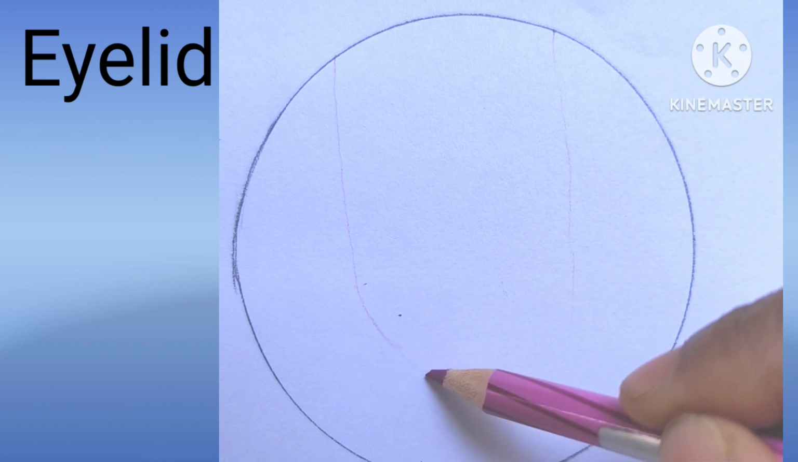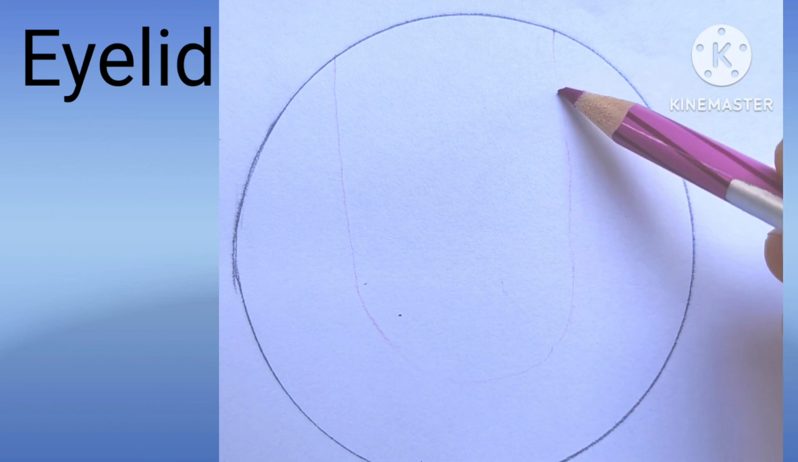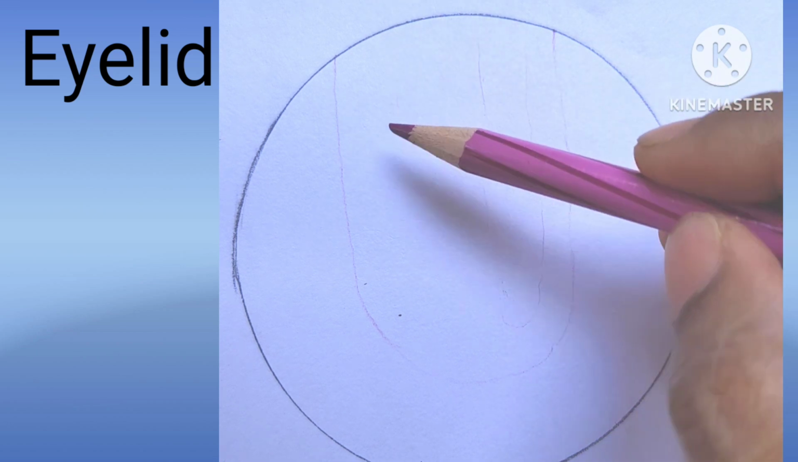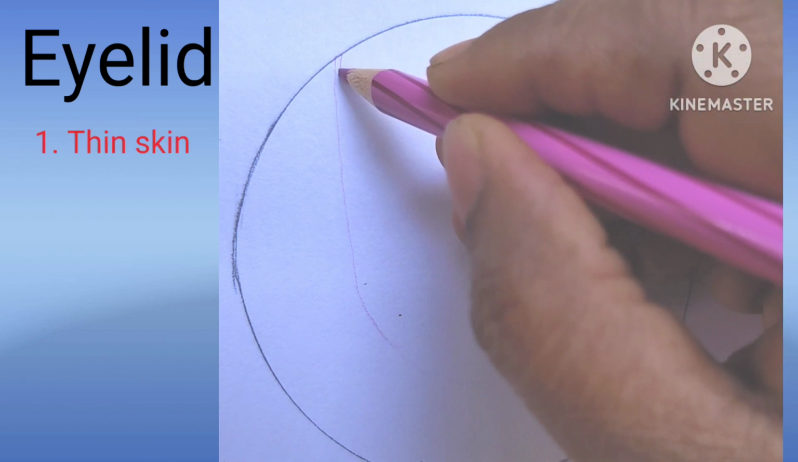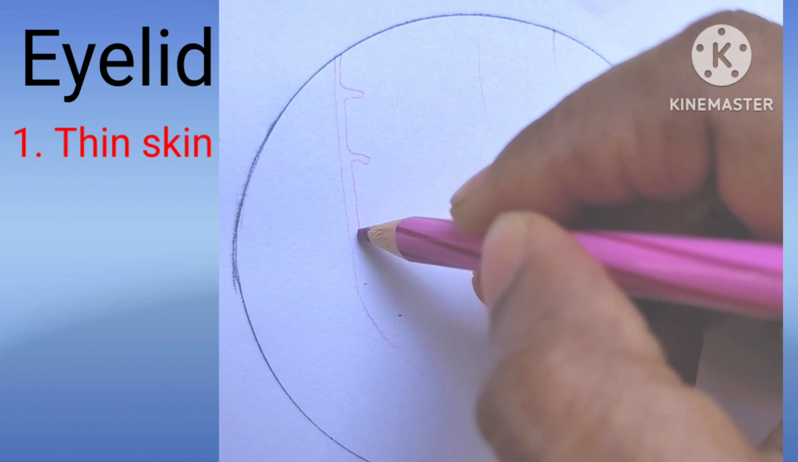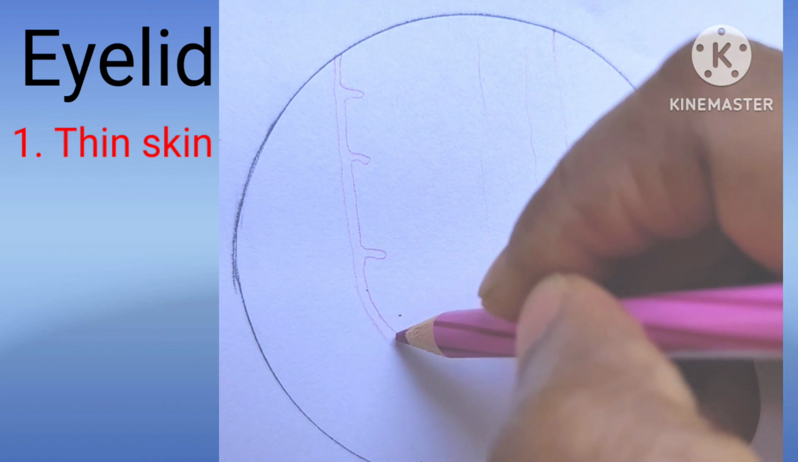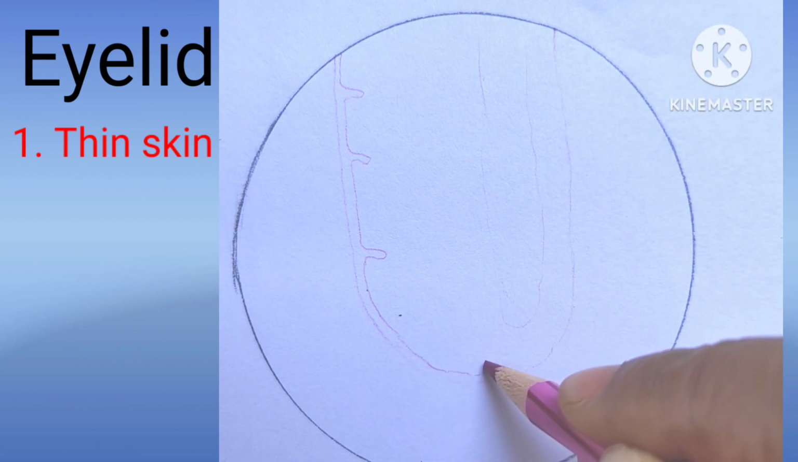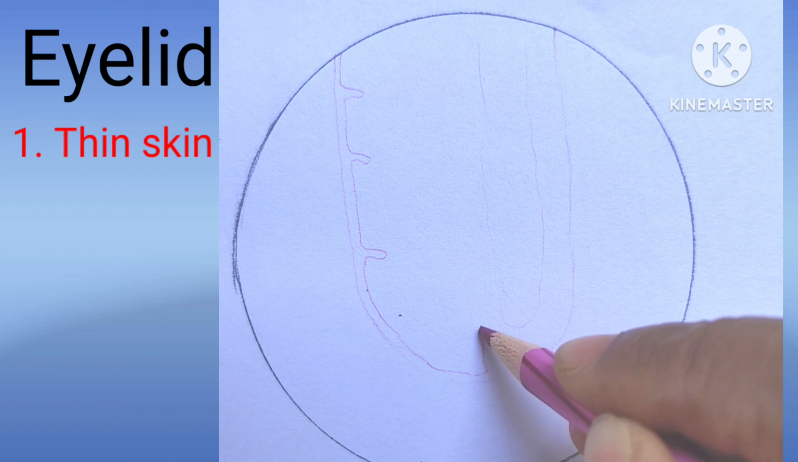Today we'll discuss the histology of the eyelid. The eyelid is a thin fold of skin that protects the eyeball. It basically consists of 5 layers. The outermost is the thin skin, which is nothing but a stratified squamous keratinized epithelium. Over the eyeball, we have very thin hairs.